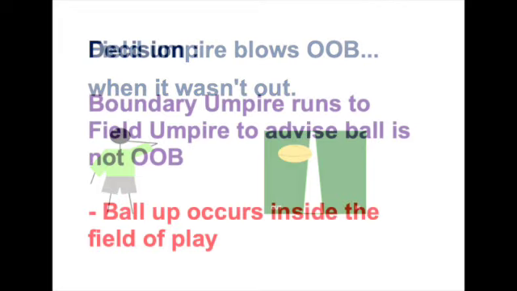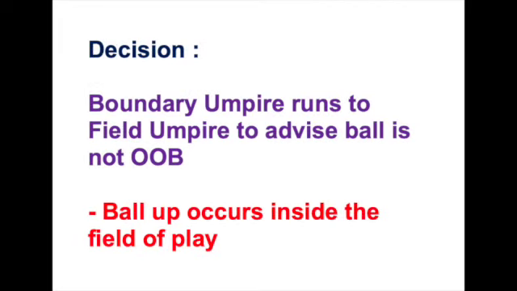So in this instance, what the boundary umpire should first of all do is run directly towards the field umpire and advise them that they are 100% certain that the ball is not out of bounds. If that is the case, the ball up will occur inside the field of play, and that would be done by the field umpire. If the boundary umpire is not 100% certain, they also need to advise that to the field umpire. The two will consult and they'll make a decision in accordance to what the outcome is of that discussion.